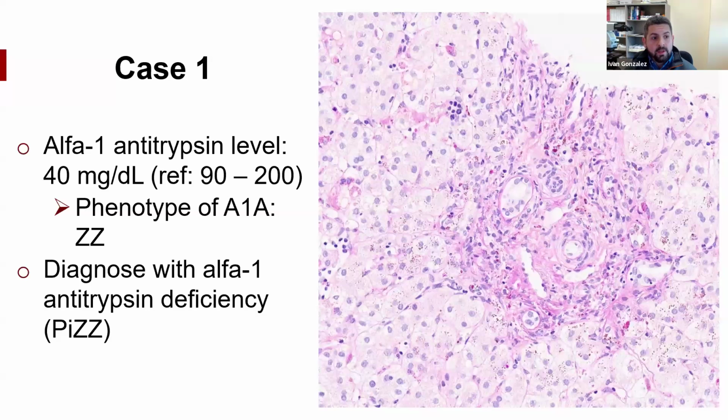This case also happened that the patient had a low level of alpha-1 antitrypsin, 40, and then usually most labs automatically reflex that to get a phenotype. So this patient also had a diagnosis of alpha-1 antitrypsin deficiency, so both BA and alpha-1 antitrypsin deficiency. In my opinion, it's extremely challenging to evaluate the PAS with diastase in these cases. There is some non-specific staining here in the periportal area.